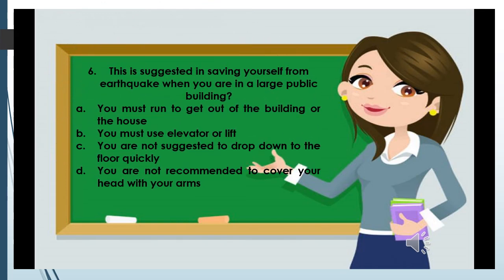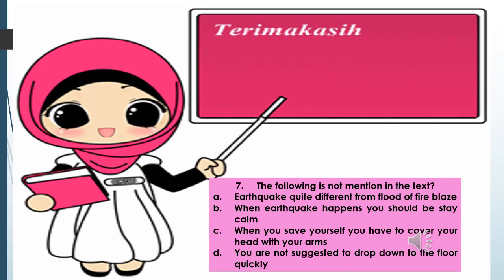Number 6. This is suggested in saving yourself from an earthquake when you are in a large public building. A. You must run and get out of the building or the house. B. You must use an elevator or lift. C. You are not suggested to drop down to the floor quickly. D. You are not recommended to cover your head with your arms.